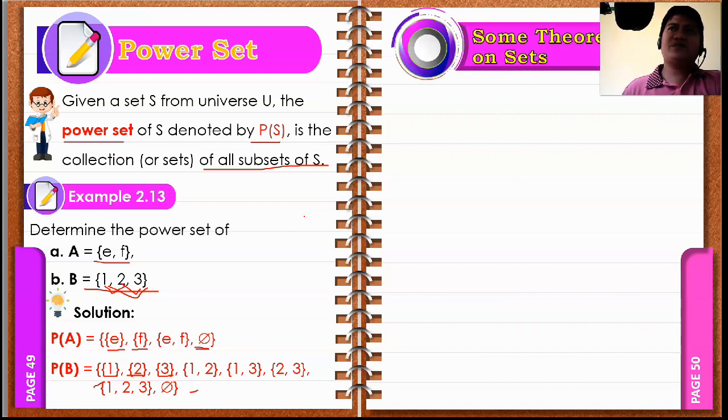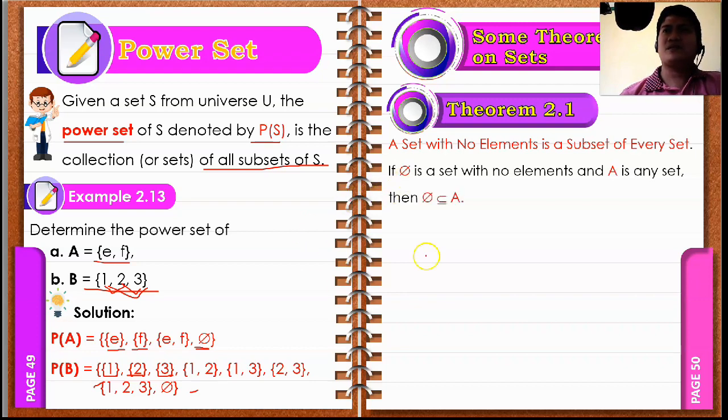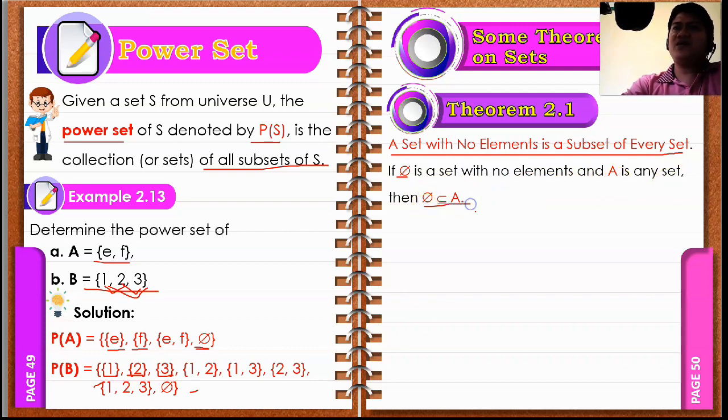So these are some of the important theorems and sets that we need to understand. One, a set with no elements is a subset of every set. This theorem says that in any given set, the empty set is always a subset of every set. So if empty is a set with no elements and A is any set, then empty is always a subset of set A. So take note of the notation of subset. When you say subset, you should write it in set form. For example, the empty set is a subset of A. That is how to write it.